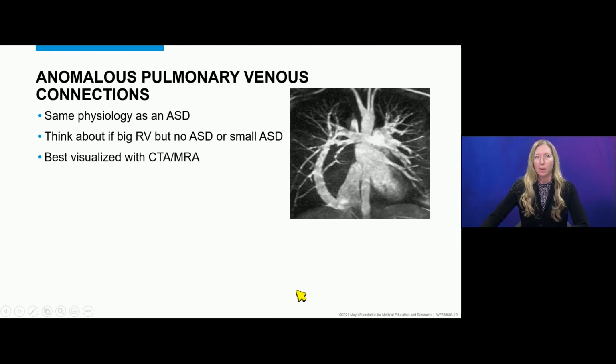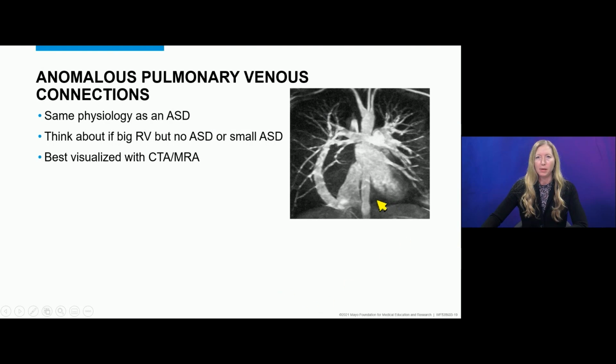So I want you to also recognize that anomalous pulmonary veins cause the same physiology as an atrial septal defect. So if you're seeing a patient with a really big right heart, but you don't see an ASD, maybe you do a bubble study and you don't see any bubbles, then you need to think about anomalous pulmonary veins. And these are best visualized with cross-sectional imaging.